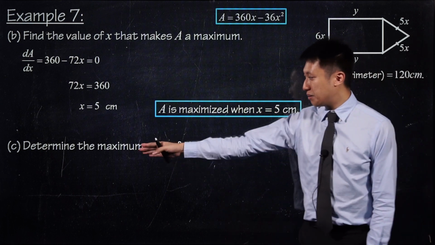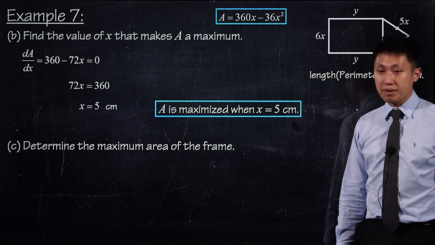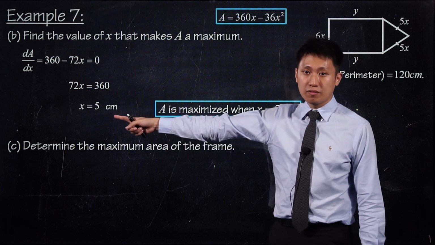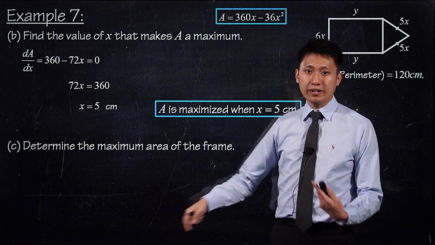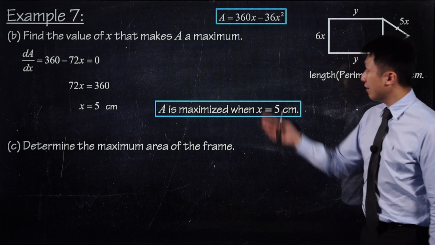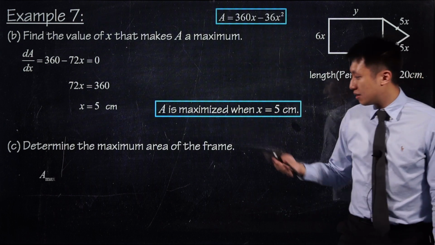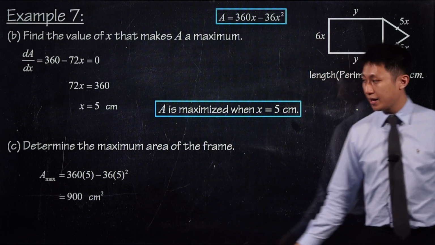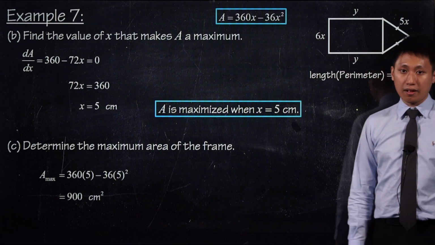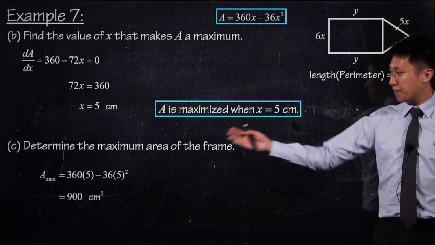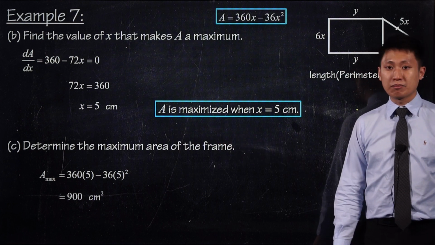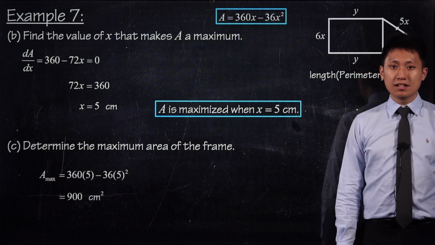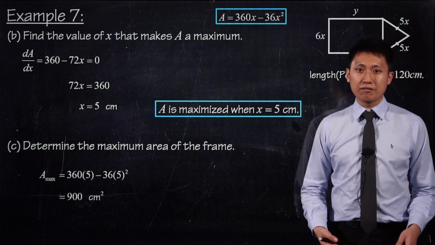Next, determine the maximum area of the frame. Maximum area of the frame means that we substitute this maximized x value into the area A. A is given by this one, then we get an answer. Substitute, put it in, 900 cm squared. Then that's what your answer is. A max is 900 cm squared. You get the answer? Happy with this?